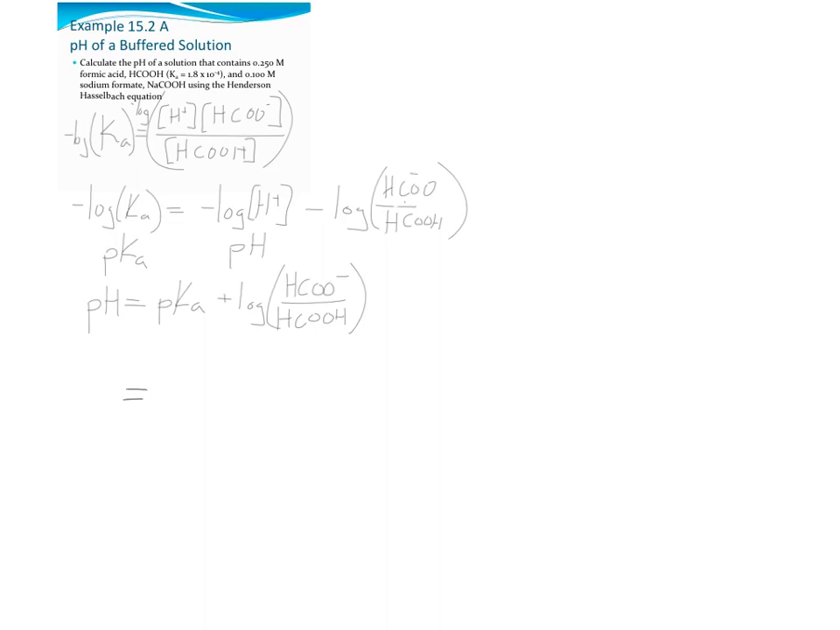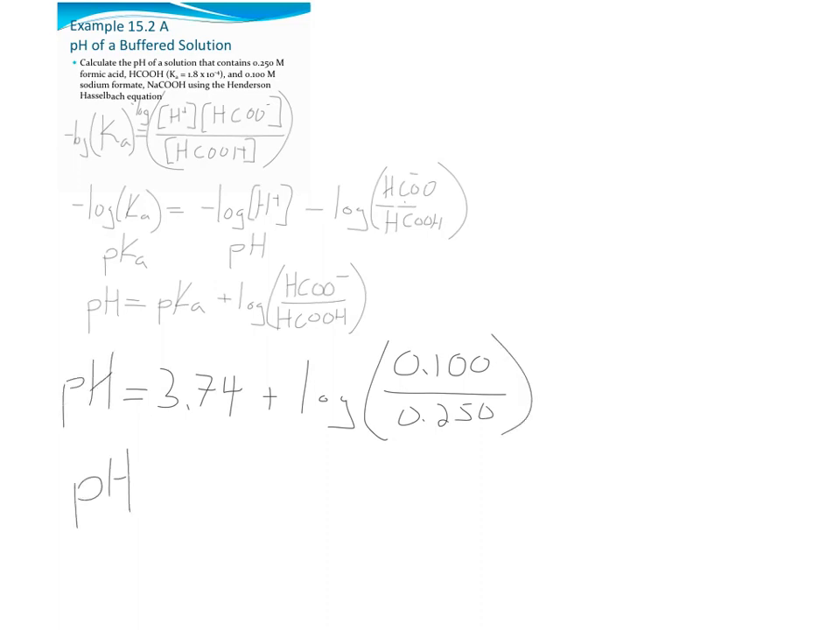So let's take a look here. My pKa, if we took the negative log of this, is going to be 3.74. And that pKa is going to be a good benchmark for a lot of our acid-base problems moving forward. Plus the log of my base is going to be 0.1. That's my sodium formate. Sodium is a spectator. And my acid is 0.25. So my pH, when we solve it using the Henderson-Hasselbalch, is going to come out to be 3.34, which is within a sig fig of the last problem we solved with the Ka expression. So we will use the Henderson-Hasselbalch a lot.